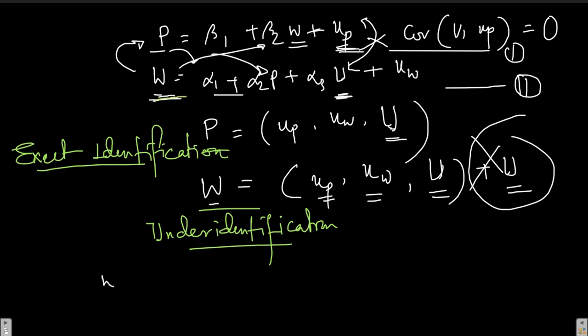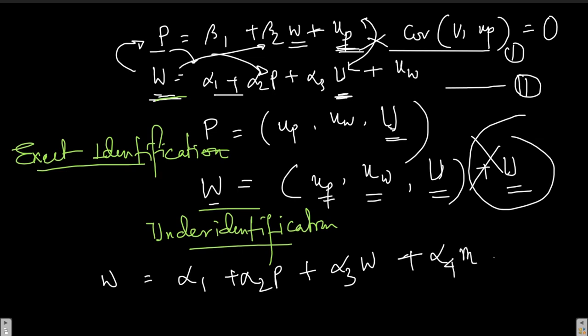Let's say I write w wedge rate is equal to alpha 1 plus alpha 2 p plus alpha 3 w. Let's say now I add alpha 4, and now I use a money supply rate m, okay, and now my error term, let's say uw prime. Now what is m? M, I claim, is an exogenous variable because m is basically the money supply rate.